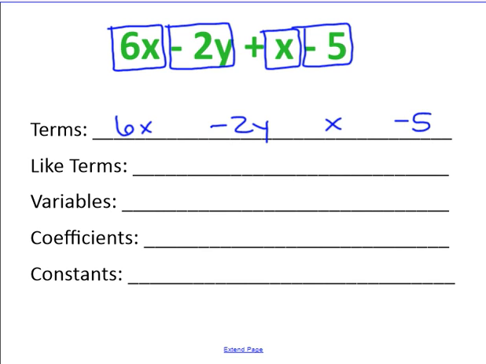Now, what are my like terms? What are my terms that could go together? Well, I have a 6x and I have an x.